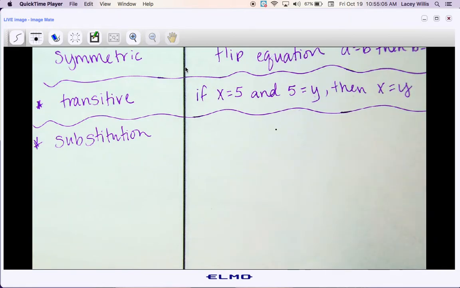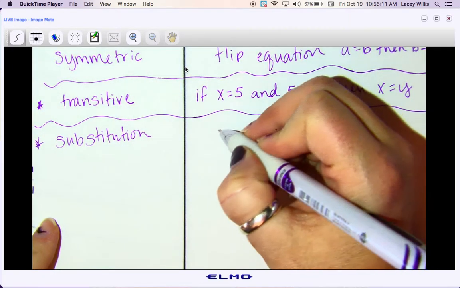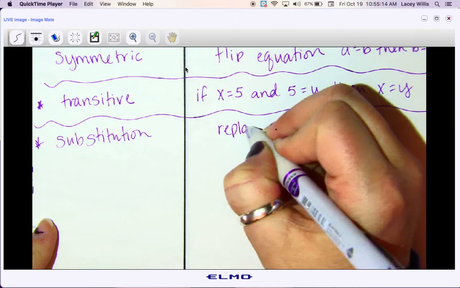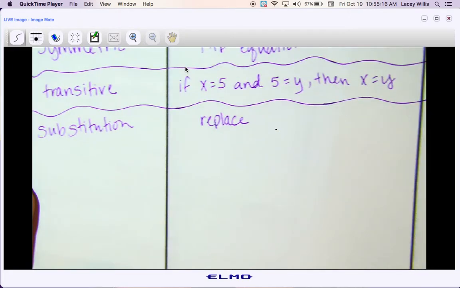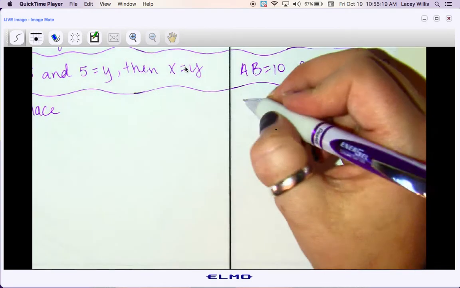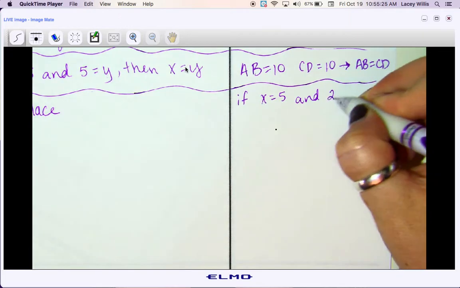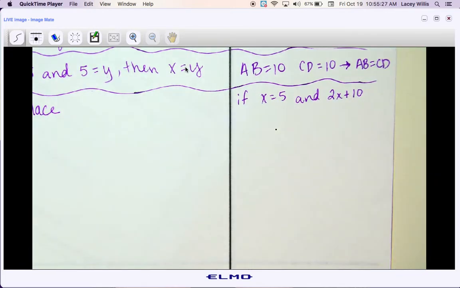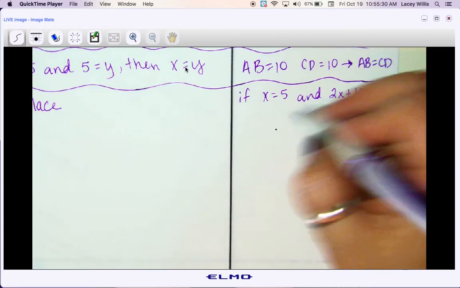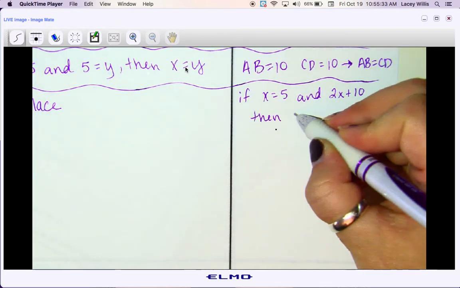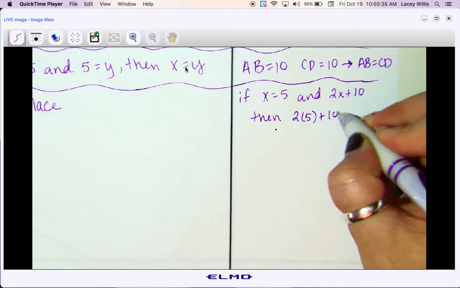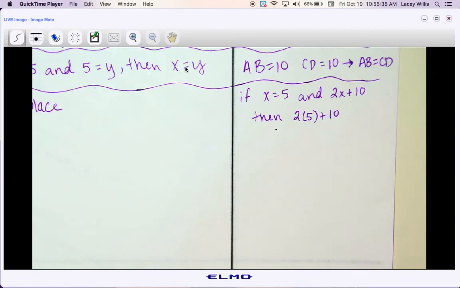Okay, you can go if you need to. Substitution means that if two things are equal, you can replace them with each other, right? So I'm just going to put replace here. We can add to it if you want to, or if you want to write more in your own words, you can. So for example, if x equals 5 and it tells you 2x plus 10, then you could take the x out and replace it with 5 because they're equal. Does substitution make sense? Okay.